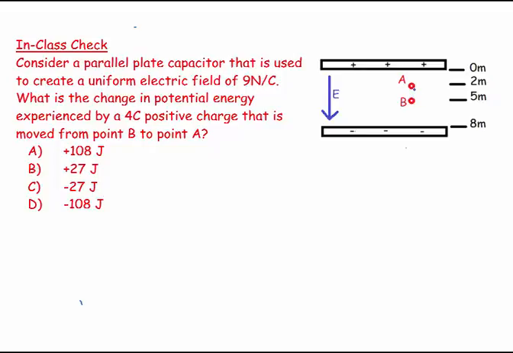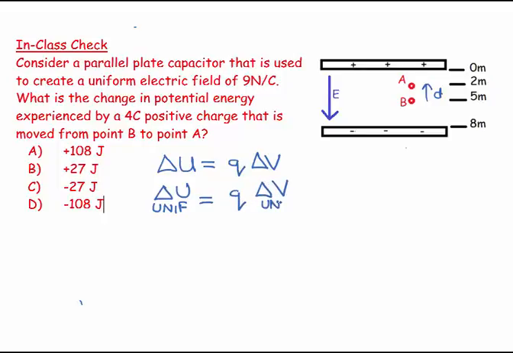So here's point B and here's point A, and we're moving in that direction. So my D is in that direction. And what I can say is that, from general terms, my potential energy difference is equal to the charge times my potential difference. And my potential energy difference in a uniform field will equal my charge times my potential difference in a uniform field. And this will equal Q times minus ED.